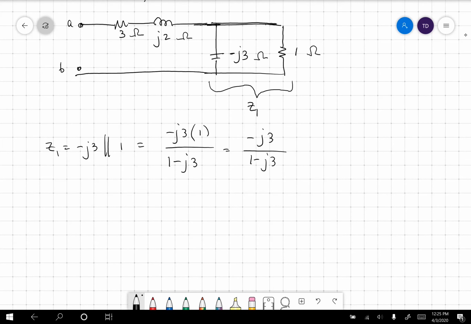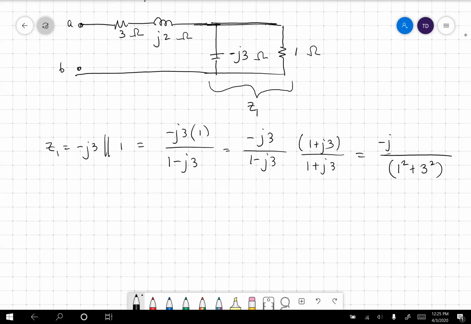Rectangular. Absolutely, it's got to be rectangular. I'm going to add it later on, so I have to be in rectangular form. For that reason, I'm going to multiply by 1 plus J3 over 1 plus J3. Let's get rid of this denominator in the complex form to make sure that all we have is a constant. So when we do that in the denominator, we get 1 squared plus 3 squared. We'll figure out what that is.